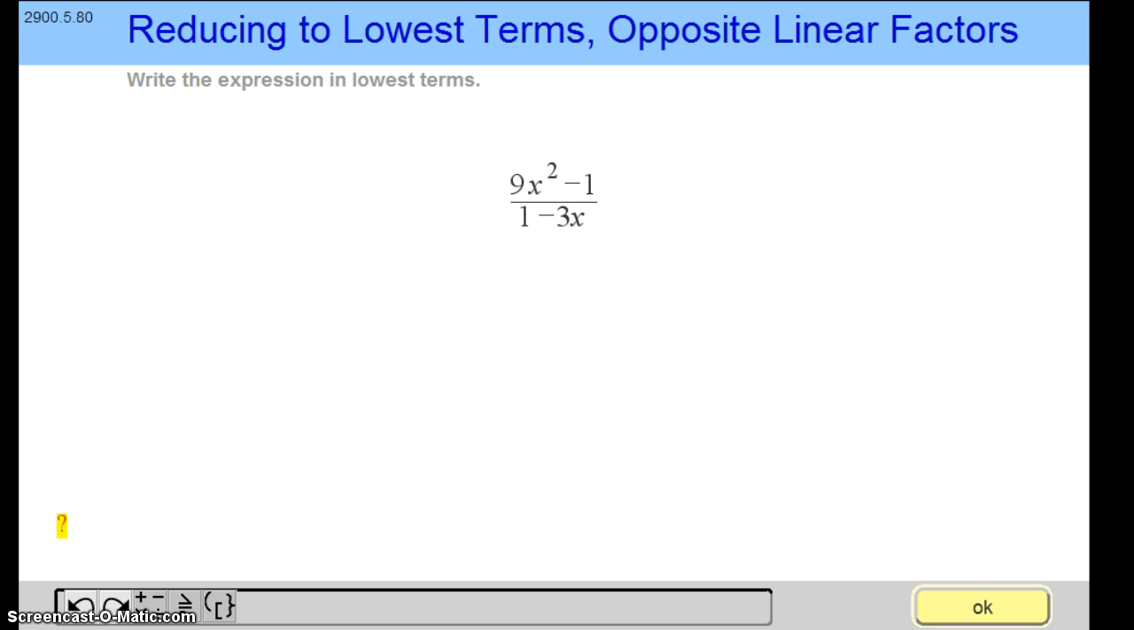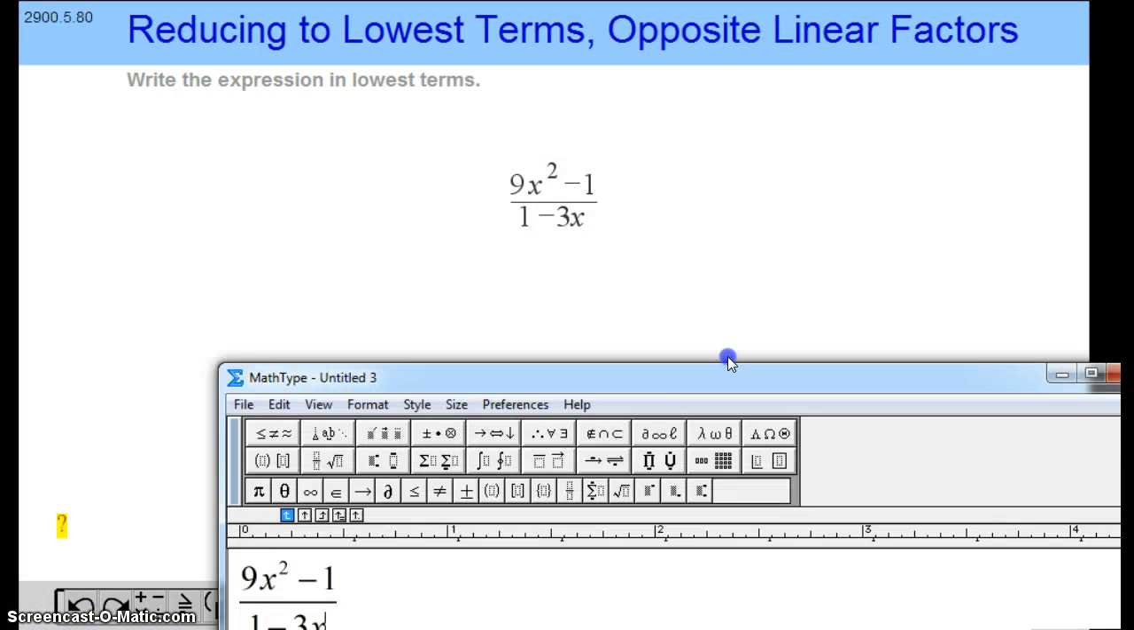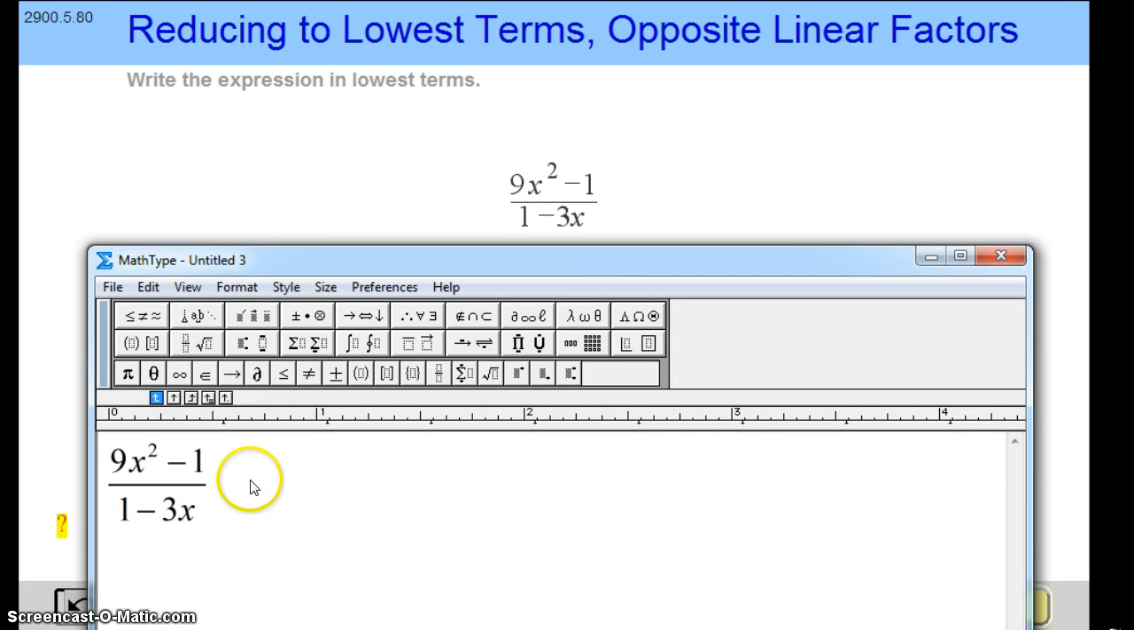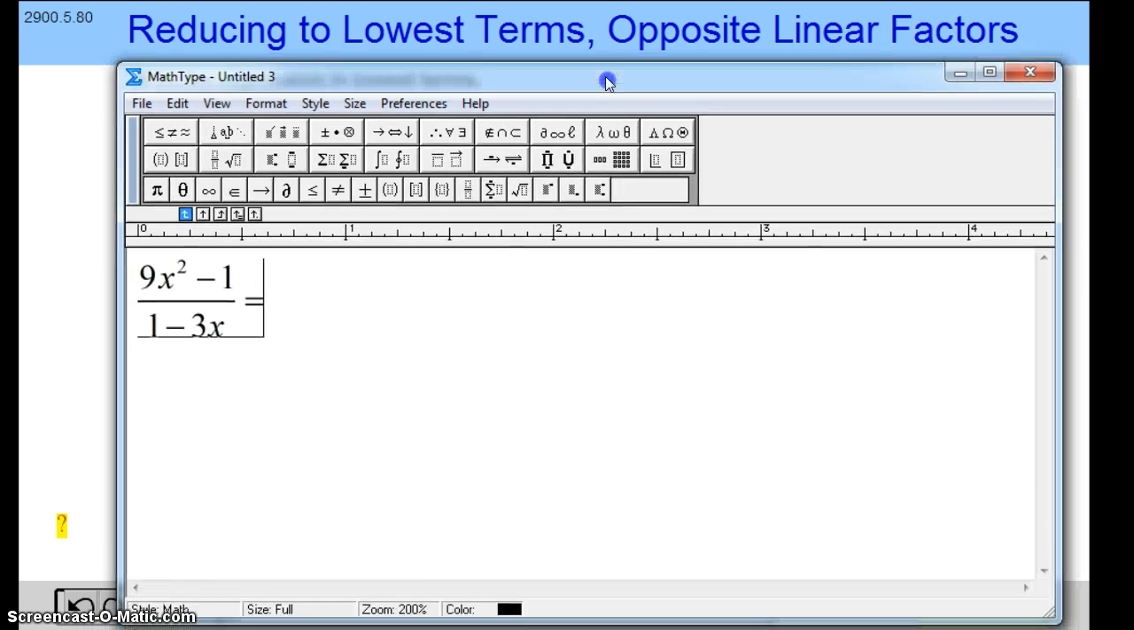Do you see any common factors? How can you factor the top? You can think about that for a sec, but let's take a look at this. Here I copied the problem. You should have the special factorization rules memorized, and one of those rules is a squared minus b squared. Do you remember what this one equals?